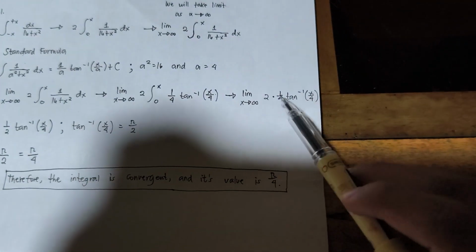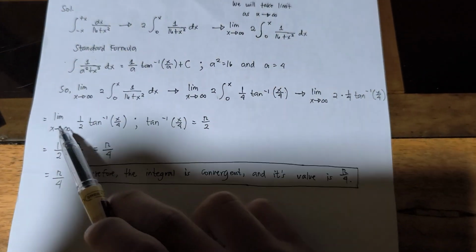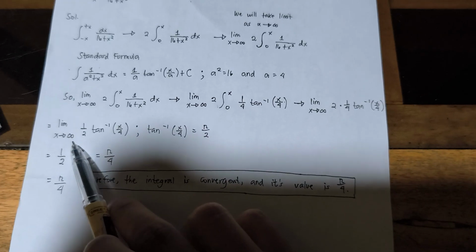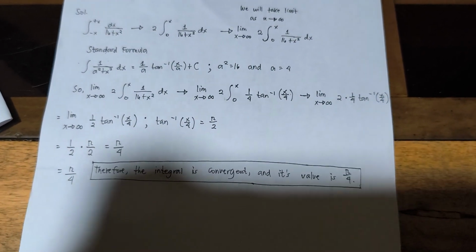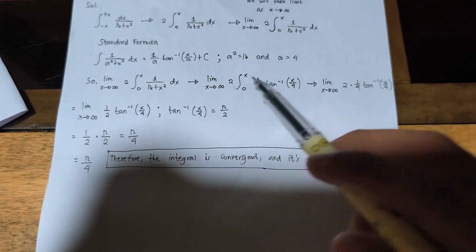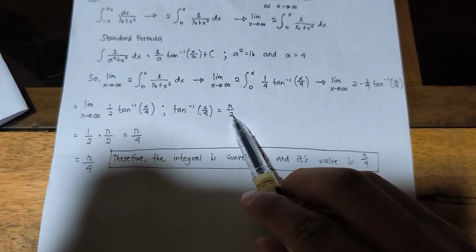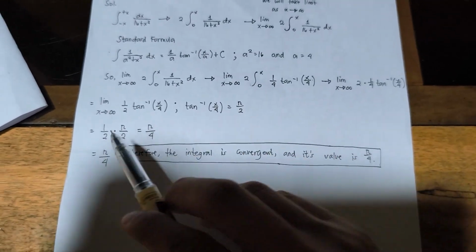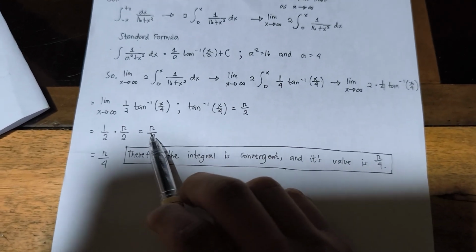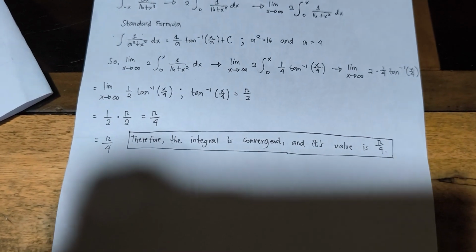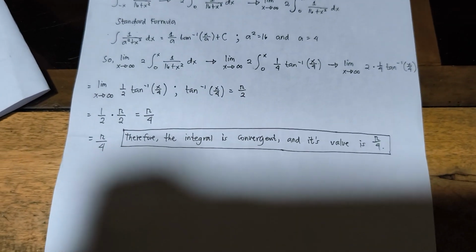Then we multiply 2 and 1/4. So we have the limit as x approaches infinity of 1/2 arctan of x over 4. Then we apply the limit. So we have pi over 2. Then 1/2 times pi over 2 is equal to pi over 4. So therefore, the integral is convergent and its value is pi over 4.